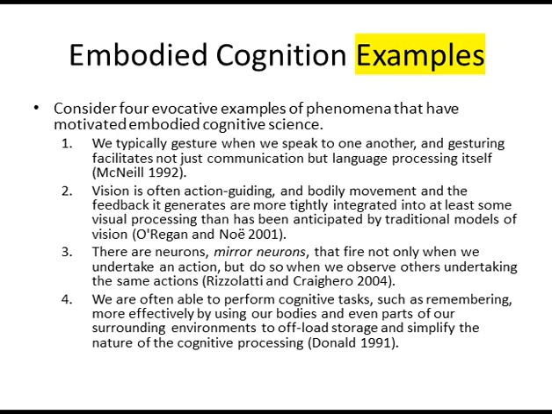So as we are visualizing something and behaving in certain ways, that information is necessary for us to cognitively process information about what we're doing, how we're doing, what is our motivation, what we're trying to accomplish. 3. There are neurons, like mirror neurons, that fire not only when we undertake an action, but also when we observe others undertaking the same actions.